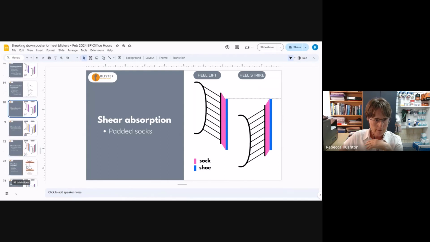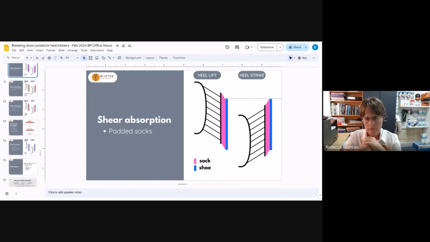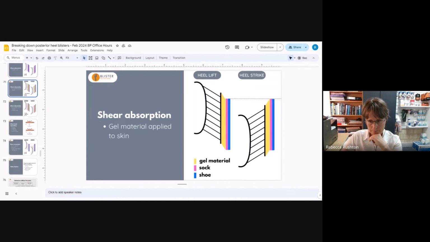Okay, shear absorption. Now, this is a bit different. We're not talking about frictional interfaces so much. We're talking about the give in the material, or the shear deformation that happens within the external material, not the skin. So here we've got a padded sock. I've got a double thickness pink line here. The skin side of the sock remains stationary with the skin. The shoe side of the sock remains stationary with the shoe. And as the heel bone moves up, the skin is able to move up with it at an earlier moment, because the sock itself undergoes shear deformation. And then the same in the downwards direction.